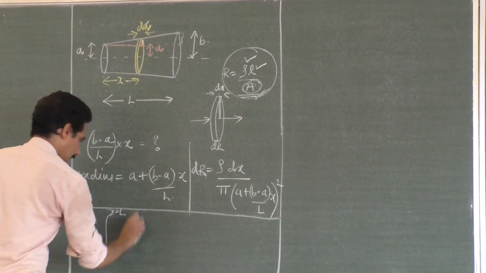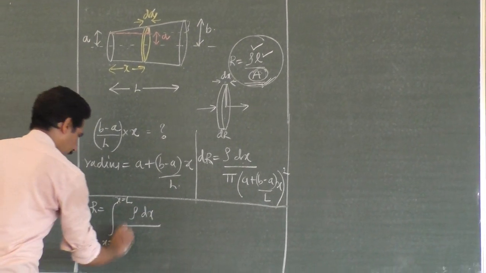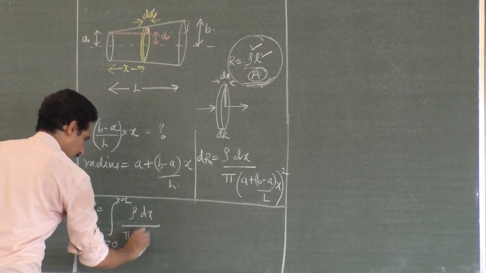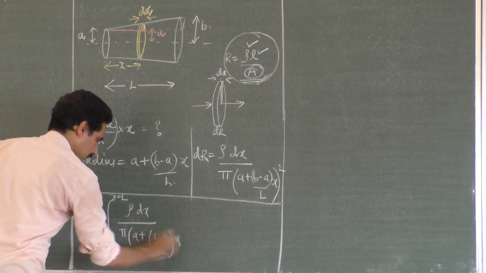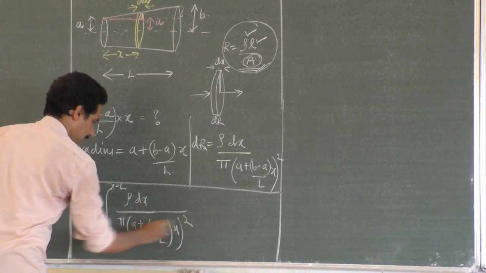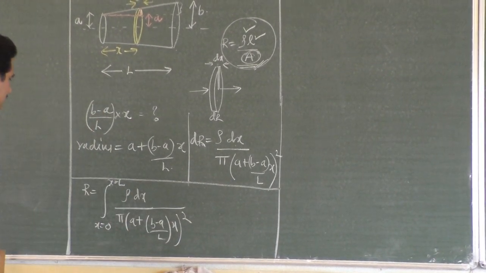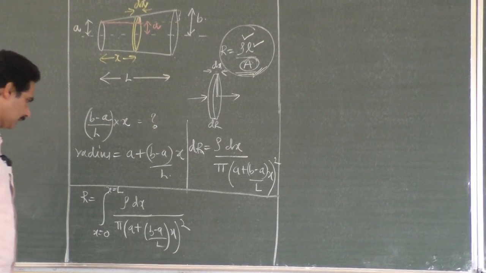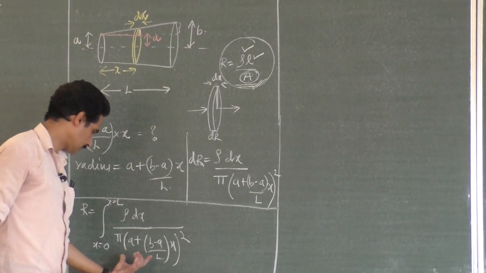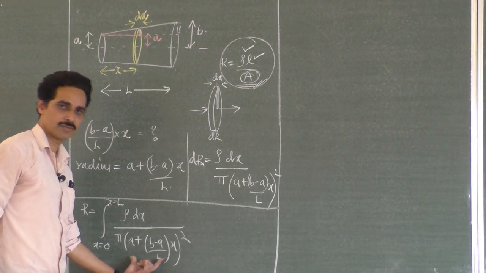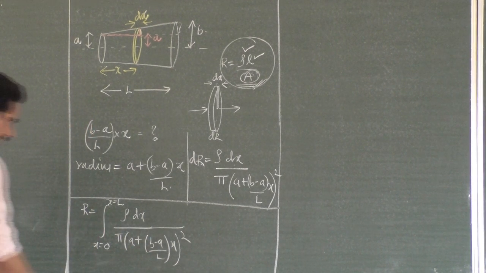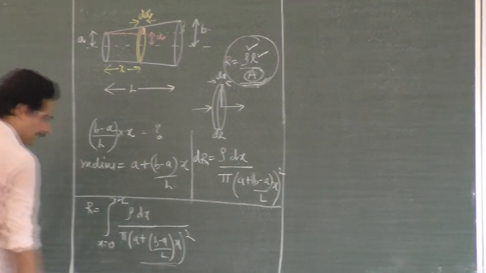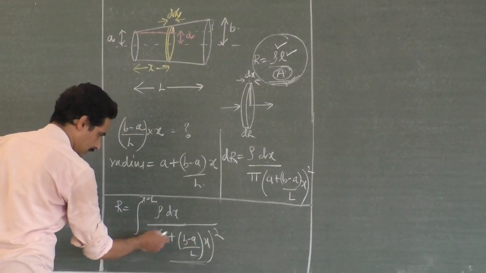Rho dx divided by pi into a plus b minus a by L into x, and that is whole square, pi r square. So this is the resistance, but this is a very peculiar equation and it is very difficult to integrate. So we will make a small logic here. Let us assume that this is a constant term. Of course, x is not a constant, but these are all constants.